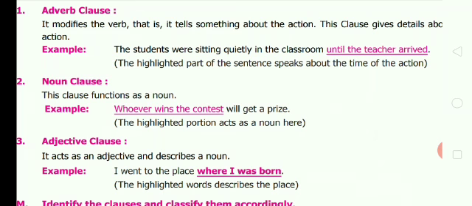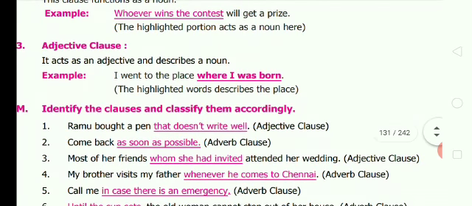Moving on to second one, noun clause. The clause functions as a noun. Example, whoever wins the contest, it is the subject also, will get a prize. So the highlighted portion acts as a noun here. Third one, adjective clause. It acts as an adjective and describes a noun. Example, I went to the place where I was born. See here, the highlighted words describe the place. You ask the question where. So it is adjective clause. I went to the place. It talks about the place, students. So it is describing the place where I was born.